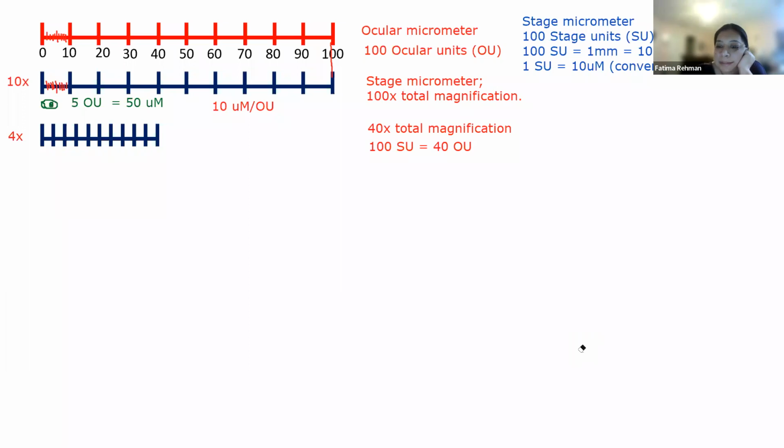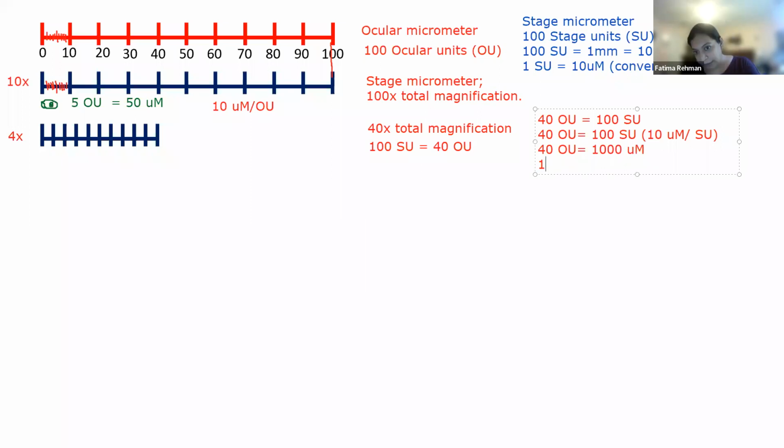Anyone got their answer yet? Yes, exactly. Just to show you how that works out, 100 stage units are gonna equal 40 ocular units, or you can write it the other way so it's easier: 40 ocular units equals 100 stage units. We already know what each stage unit is worth, right? So 100 stage units multiplied by 10 micrometer per stage unit. Stage units cancel out. 40 ocular units equals 1000 micrometer. Dividing both sides by 40 this time, you will get one ocular unit equals 25 micrometer.